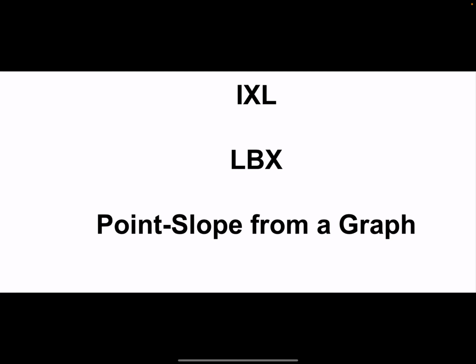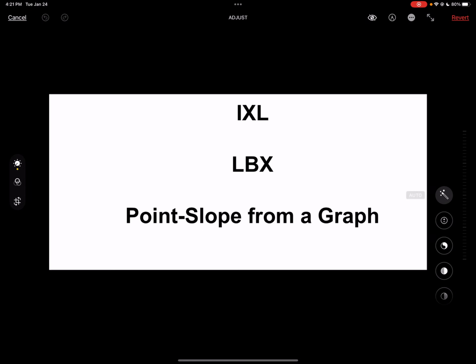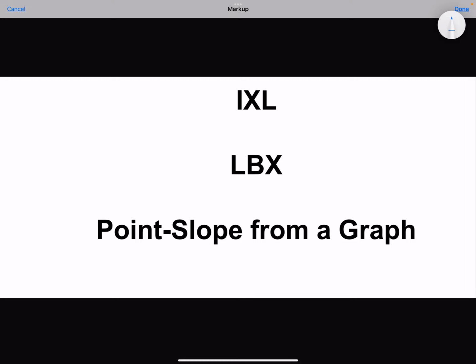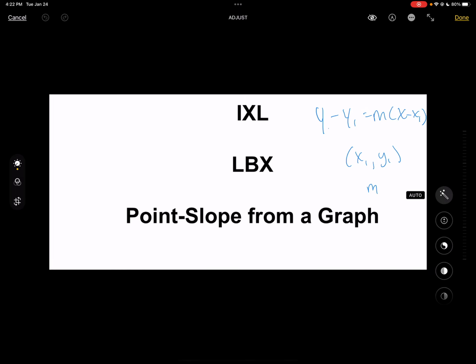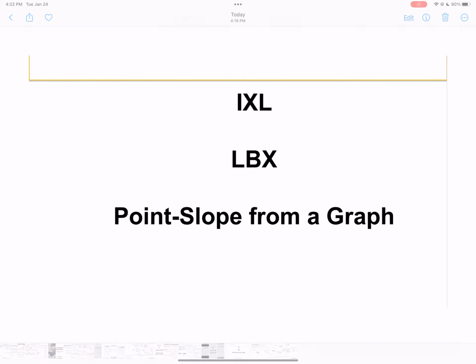Point slope form, if you remember, was y minus y1 equals m times x minus x1, where x1, y1 is a point that's on the graph, and m is your slope. And if you remember from when we did graphing, slope on a graph is rise over run, so you're drawing triangles. So that's what I need you to spend about 15 or 20 minutes doing. So that's going to be the warm-up.